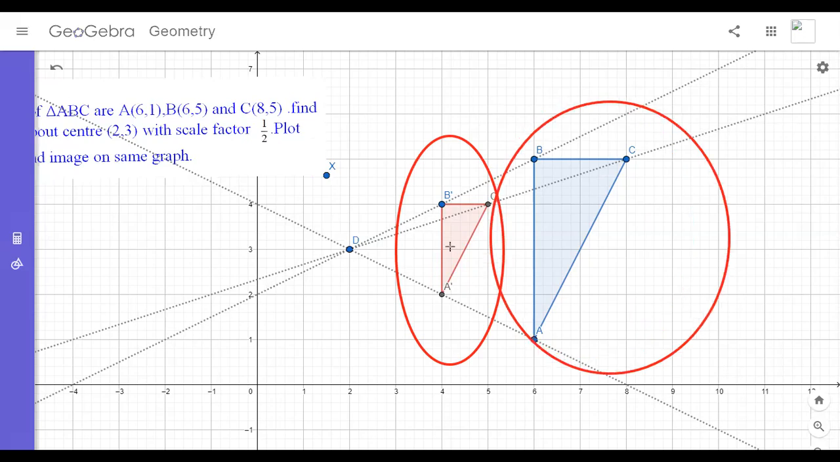Point D is the center of this dilation. Here the scale factor is 1/2, so the image is exactly half of the object, reduced in size, so this dilation is called a reduction.